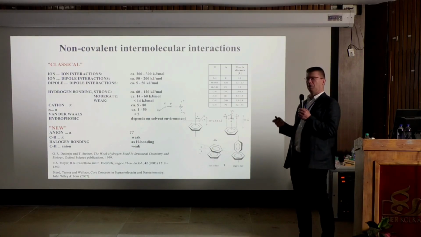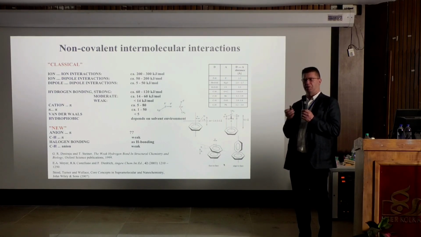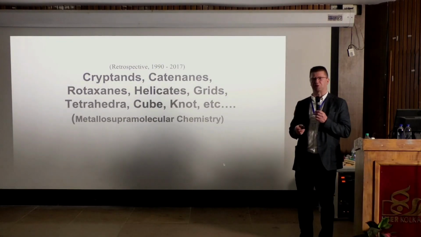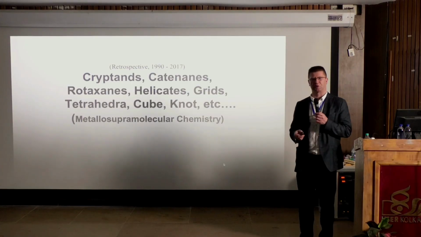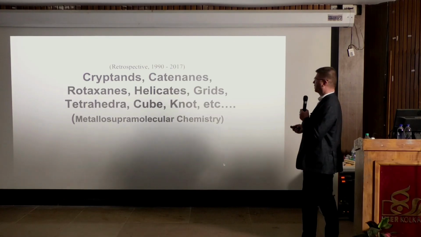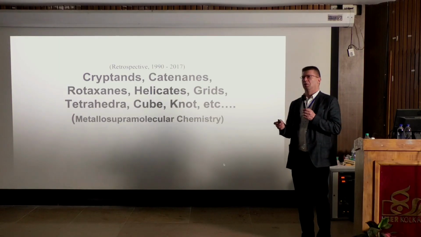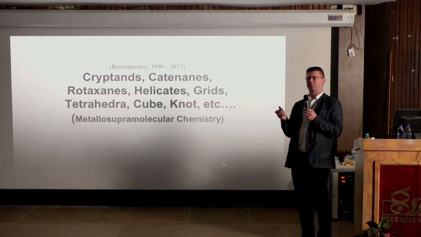And these are all interactions which occur in the crystal structures, either between the molecules, like when they pack, or between the host and the guest molecule. So we have a big molecule and something goes in. So this is retrospective. As you can see, this is quite old stuff, what I did in there, and it contains these more complex molecules like cryptands, catenanes, rotaxanes, helicates, grids, tetrahedra, cubes, knots. As you can see, they are not called any particular name like ibuprofen or aspirin or whatever.